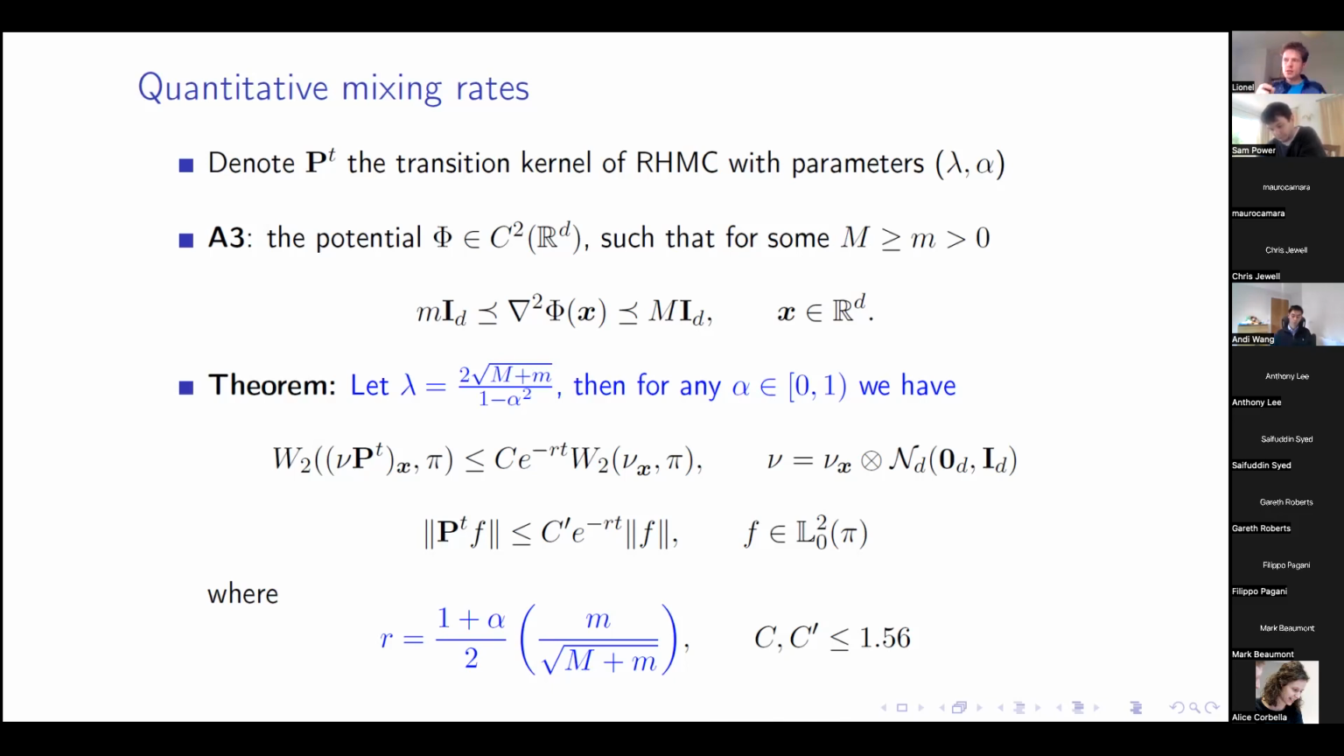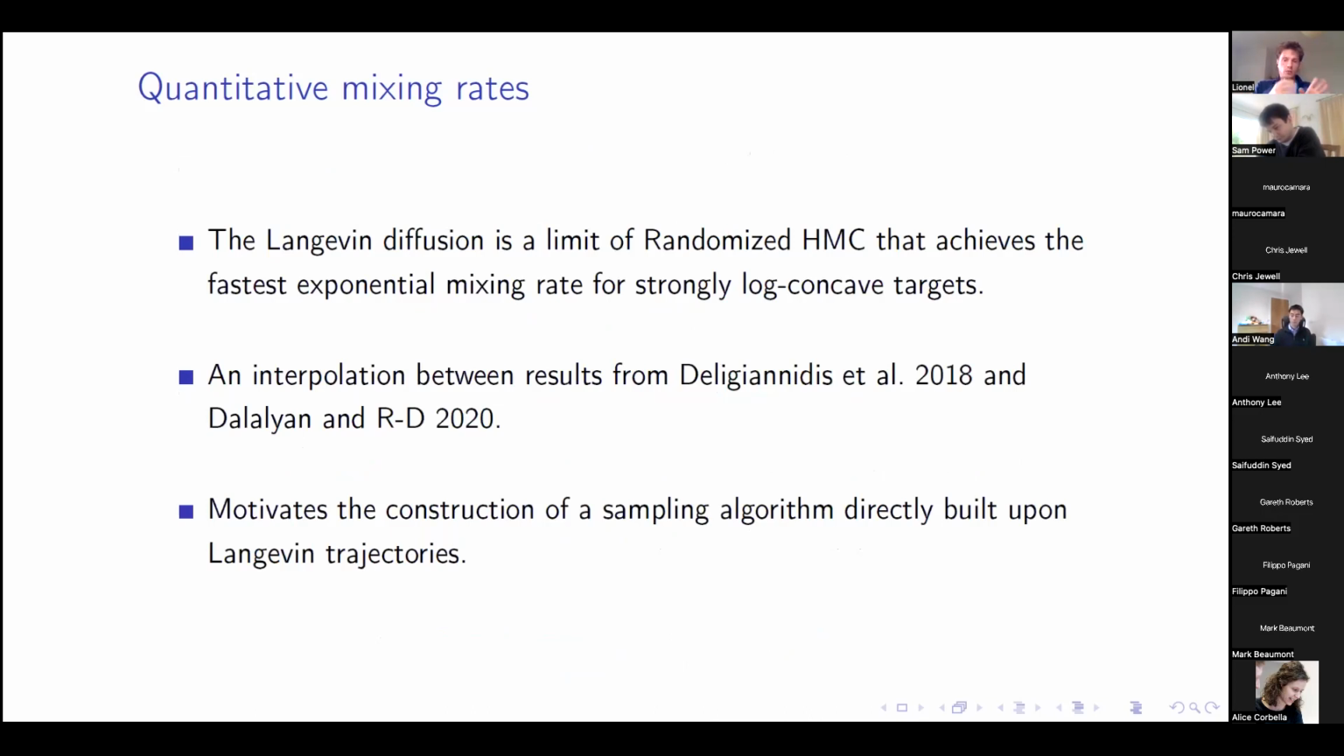Right, so this result is built upon previous results, and it can be seen as a continuous interpolation, in particular of results from George Deligiannidis and coauthors for the randomization process, and results that we obtained with Lionel during my thesis for the kinetic Langevin diffusion. So the take-home message, I guess, here is that the Langevin diffusion can be seen, first, as a limit of randomization C, but it also achieves the fastest exponential mixing rate, or best upper bound proven so far, for strongly log concave targets.